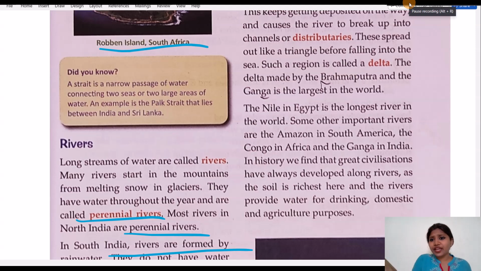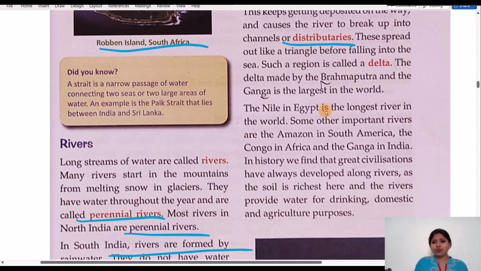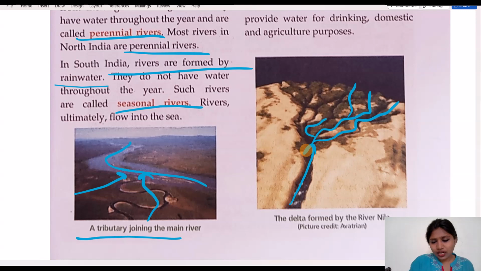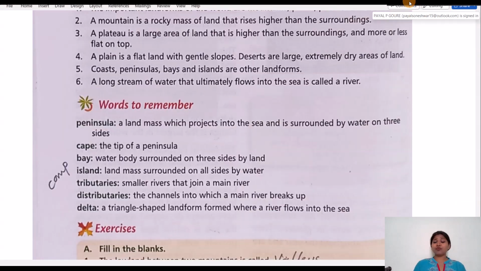अब डिस्ट्रीब्यूटरी क्या होता है? डिस्ट्रीब्यूटरीज मीन्स, देखो, here you can see the one main river, okay, and here is the distributary, है ना, ये कैनल को फोड़ के जा रही है, डिस्ट्रीब्यूट सी हो जा रही है। तो ये जो मिडल में है, यहाँ पर डेल्टा फॉर्मेड बाय द रिवर नील, है ना। तो बीच में जो हम ये पोर्शंस देख रहे हैं, हम इसे ही डेल्टा कहते हैं.